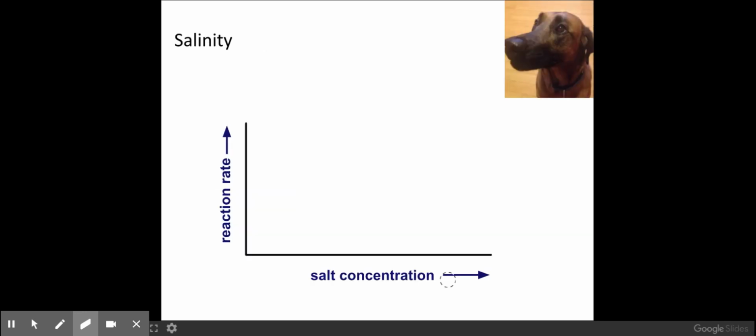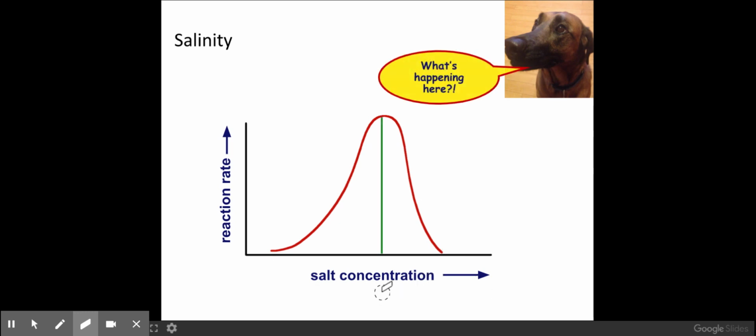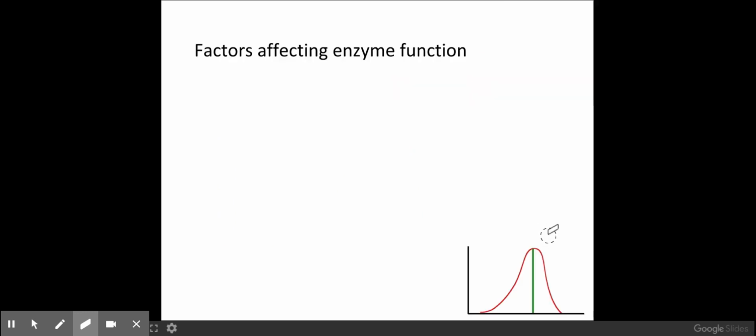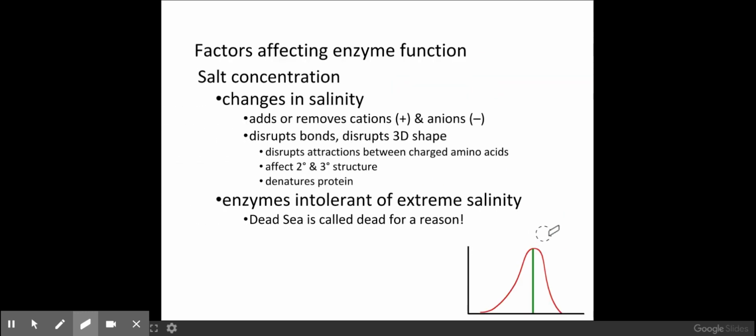And the last one we're going to look at is salinity. And here again, notice you don't have that very even, but you have this kind of increasing, and then dropping off. You have these optimal levels. And here again, you're adding or removing positive and negative charges, and you're disrupting the three-dimensional shape. So if you change the shape, you change the function, and so you will denature the protein.